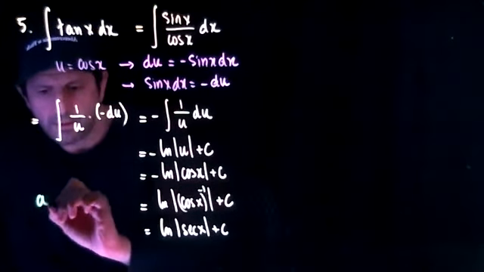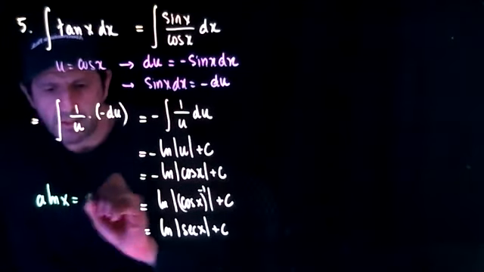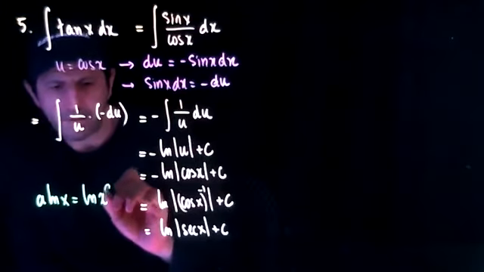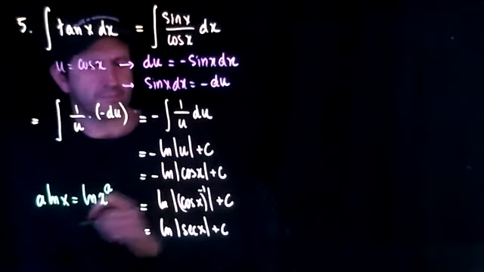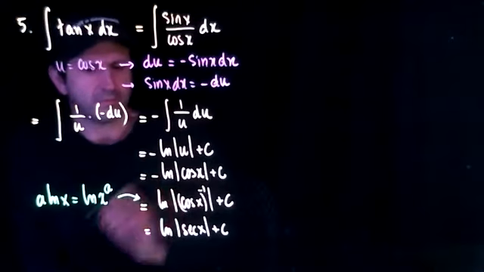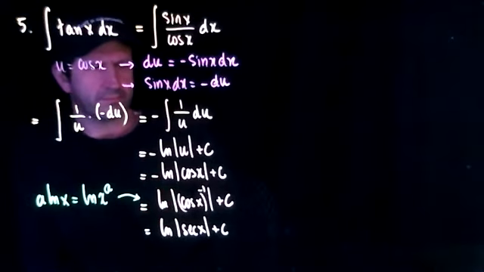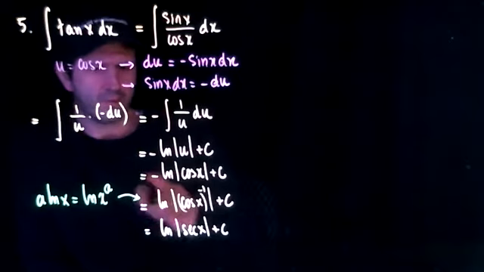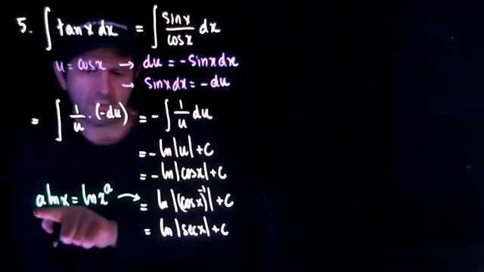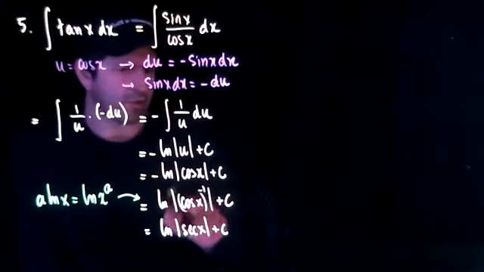ln of a times ln x is equal to ln of x to the power of a. This is a property we used. There was a minus 1 in front, so that was the a, and so the a was put on top here, so the minus 1 went on top of the cosine.